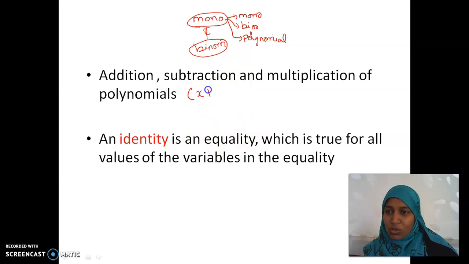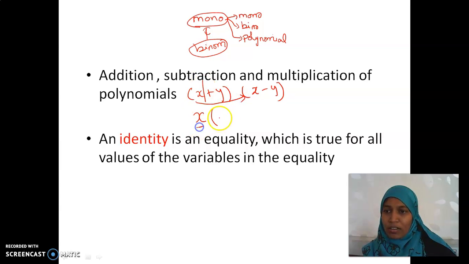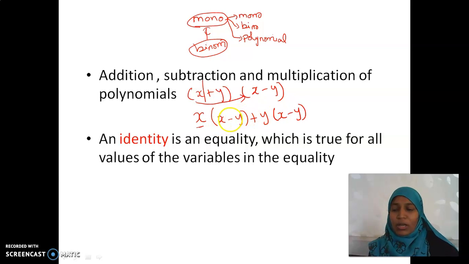See here, (x + y) into (x − y). How did we split it? x, the first term, with this whole bracket. This is monomial with the binomial. Plus y into (x − y). Hope you remember this way of multiplying.